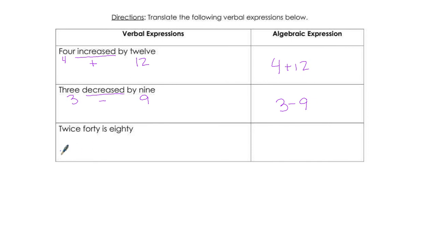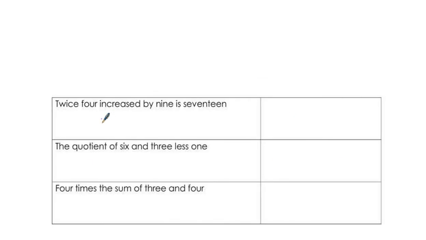Now this one could be a little bit tricky. We have twice, so 2 times 40 means equal. So we have an equation this time, and it is 80. So twice 40 is 80. 2 times 40 equals 80. Okay, we're going to turn the page, and we're going to continue doing from verbal to expressions.